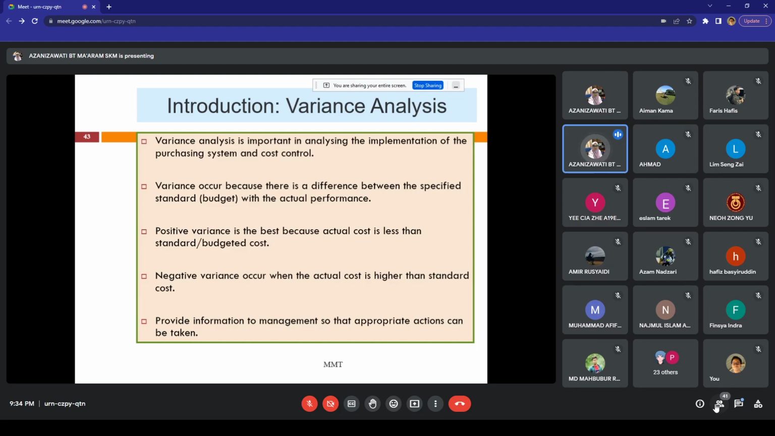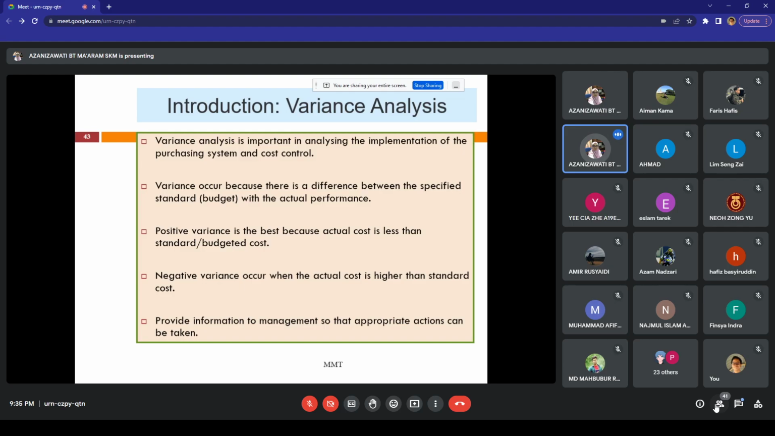Okay. So variance occurs because there is a difference between the specified standard or budget and the actual performance. Positive variance is the best because the actual cost is less than the standard or budgeted cost. But negative variance occurs when the actual cost is higher than the standard cost. That is not good. So variance analysis provides information to management so that appropriate actions can be taken. This is why variance analysis is very important.